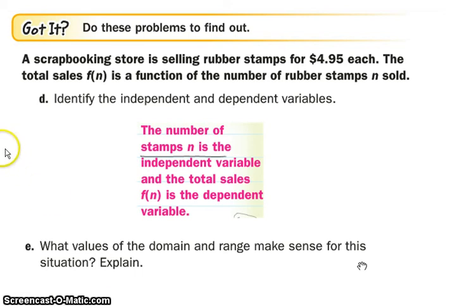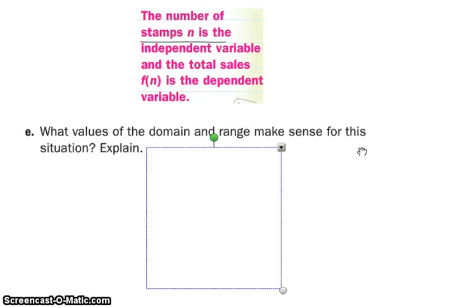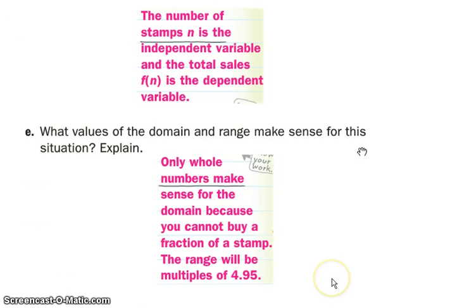Okay. What values of the domain and range make sense for this situation? And explain. Only whole numbers make sense for the domain because you can't buy half of a stamp or a fraction of a stamp. You can only buy whole stamps, so whole numbers. And the range is going to be a multiple of 495. Okay, so 1 times 495 or 2 times 495, those are multiples. And again, you're not going to have any negative values. It doesn't make sense to have negative number of stamps or negative number of dollars in this situation.